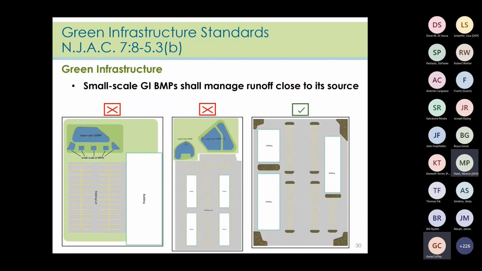So as you can see from the first diagram here, the GI BMPs, they're all clustered together at the top. The second diagram shows two large scale BMPs in proximity of each other. And these BMPs would need to be spread out from each other to cover the entirety of the runoff of the site.